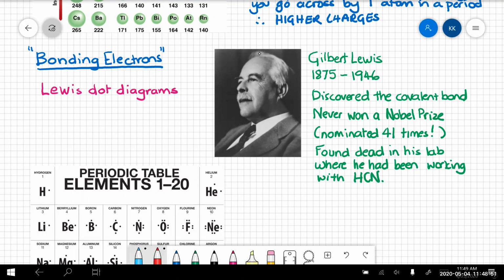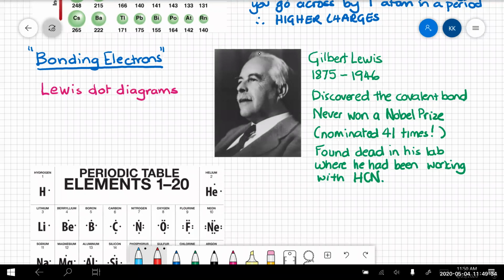You'd expect him to be certainly winning some Nobel Prizes, but he was in fact nominated 41 times to win the Nobel Prize, and he didn't get a single one. He has an interesting story, actually. He was a very prominent chemist, studied at Berkeley University, and he was studying thermodynamics with Nernst. And if you study thermodynamics, you'll study the Nernst equation. And he actually said that Nernst's work wasn't that good. So he really annoyed Nernst.